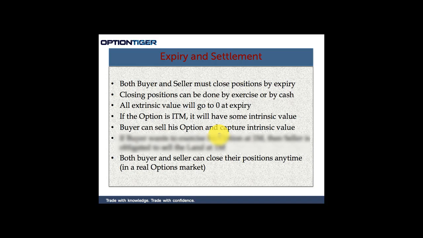So think about the insurance company. They took $1,000 as premium from you, and that is their maximum profit. They cannot have a profit more than that. And that's how you look at the buyer and seller profile in the case of put options.